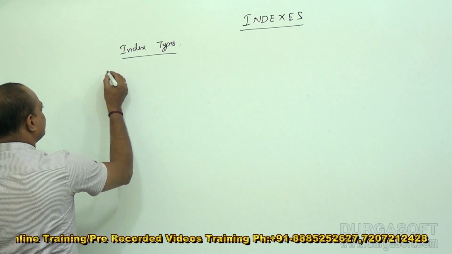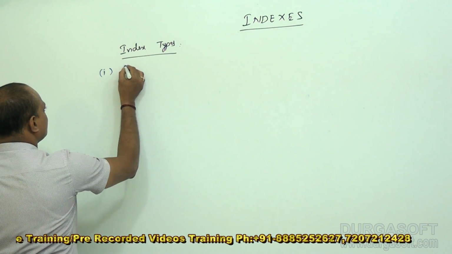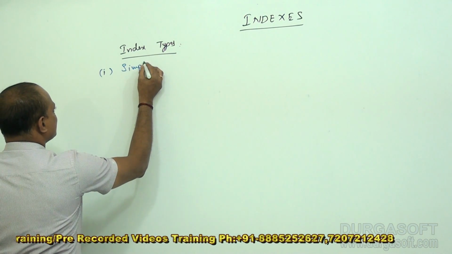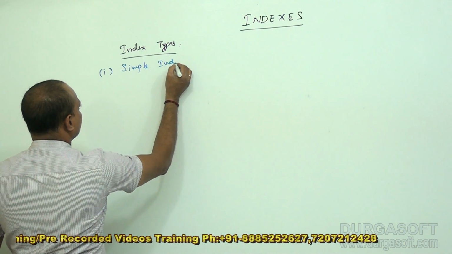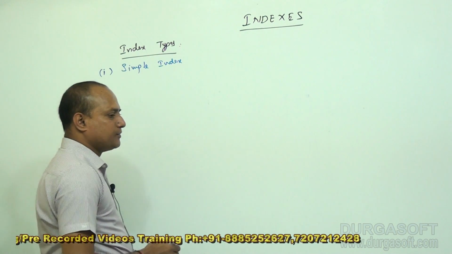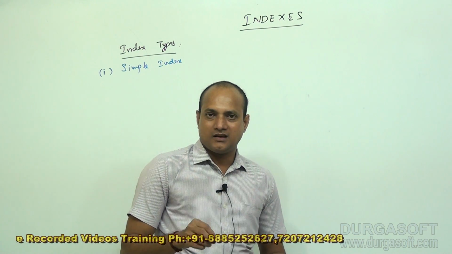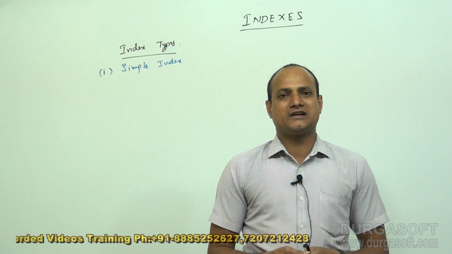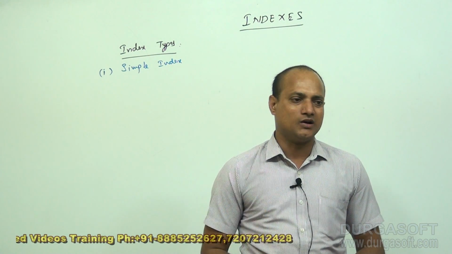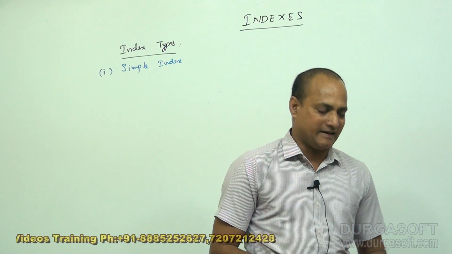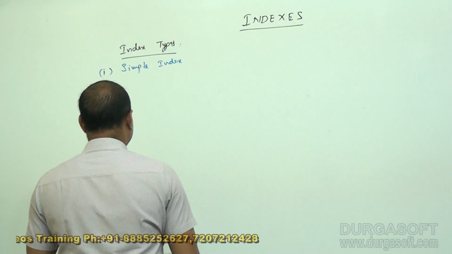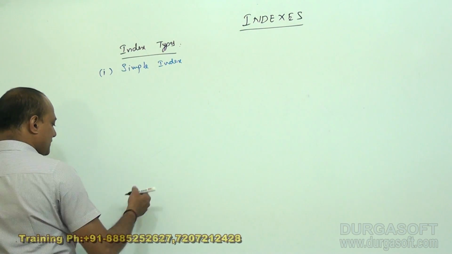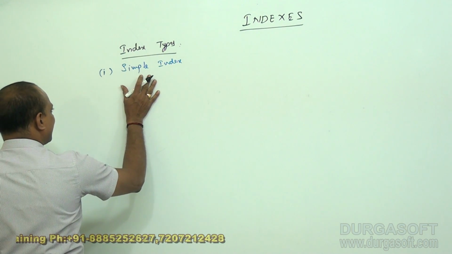Simple index. First one is called a simple index. What is the meaning of simple index? See, you are creating an index on a column. If you are creating an index on a single column, that is called a simple index.